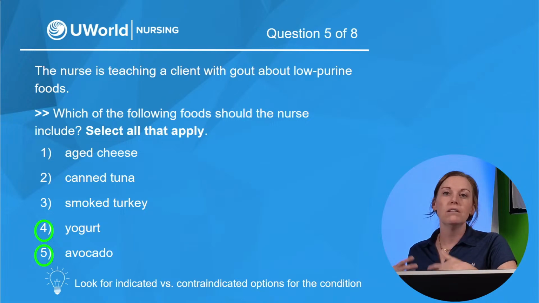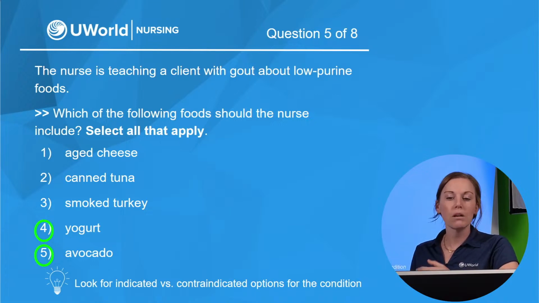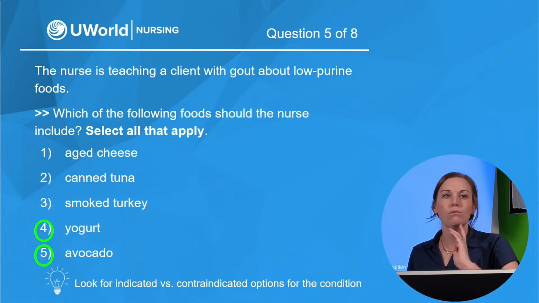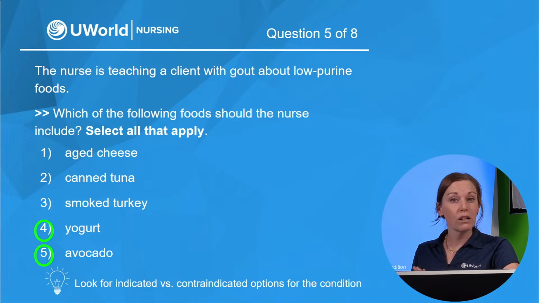So again, gout is caused by high purines, which contributes to high uric acid in our blood. So we're looking for low-fat dairy products, like milk, cottage cheese, yogurt. We're looking for avocado, nuts, legumes, fresh fruits and vegetables. Purines are going to be high in foods like red meats and some seafood. So that's what we're seeing in options 1, 2, and 3. So again, options 4 and 5, those are low purine foods. Those would be appropriate for our condition.